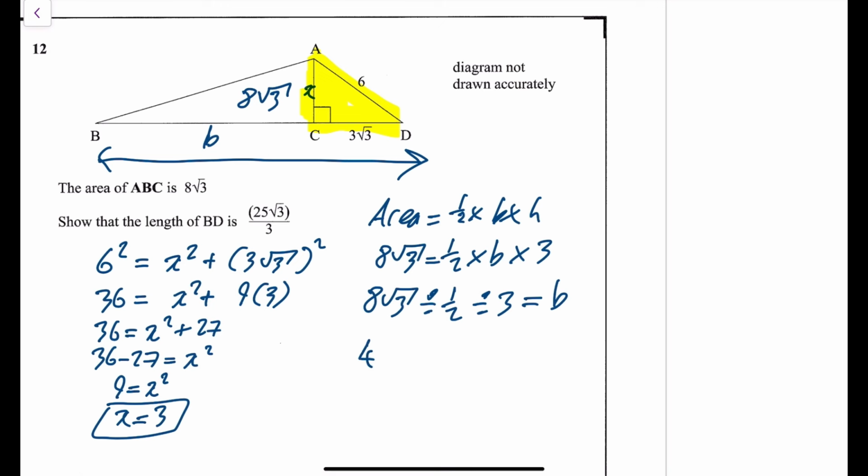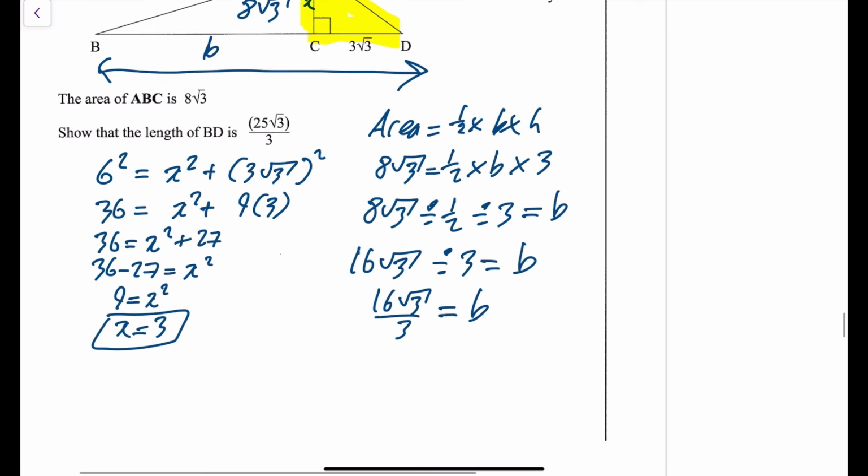Dividing by a half is the same as multiplying by 2. Multiplying by 2 would give me 16 root 3. And then I still have to divide it by 3. So that's going to be 16 root 3 over 3 is equal to your b.